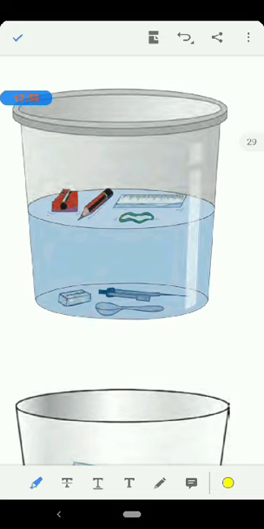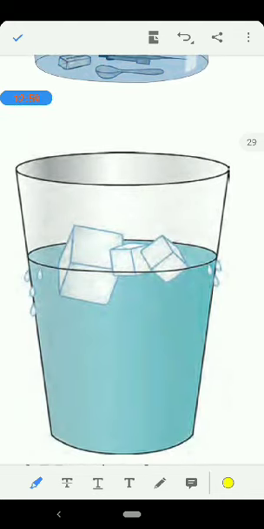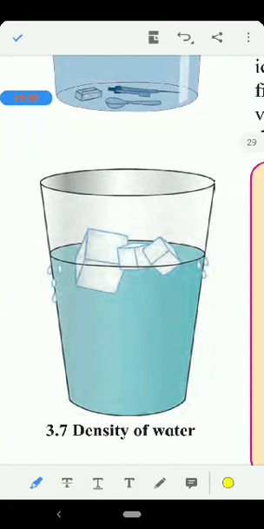Before that we will do one more activity. For this, see this image 3.7, density of water. Now see, in this we will take a glass, pour some water inside it, place a few ice cubes on it, and see what happens. After that we found that ice cubes are floating on the water. Though the ice is made of water only, still it is lightweight and floats on water.